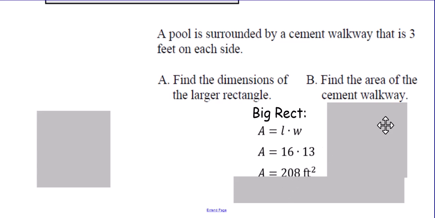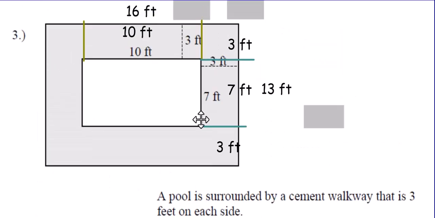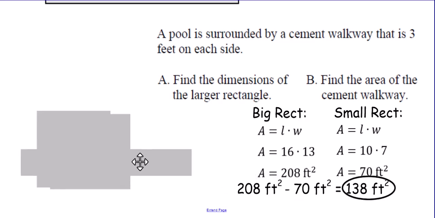Now the smaller rectangle should be really easy. We're going to multiply 10 times 7 to find the area of the unshaded rectangle. 10 times 7 gets us 70 feet squared. Now to find the area of the shaded region, remember we want to subtract those. 208 feet squared minus 70 feet squared is going to be 138 feet squared. This one's a little bit harder and a little bit more like the ones we'll see next week, where we are missing the dimensions of the larger rectangle.